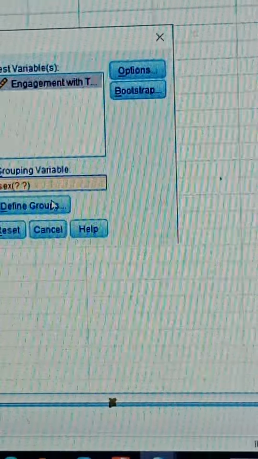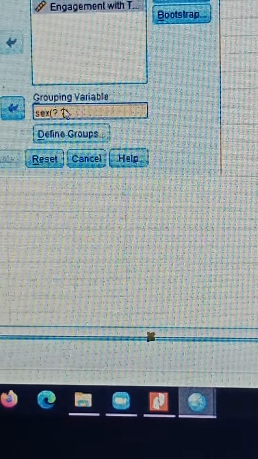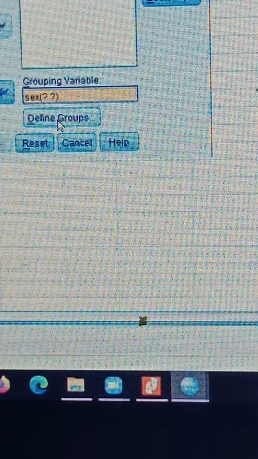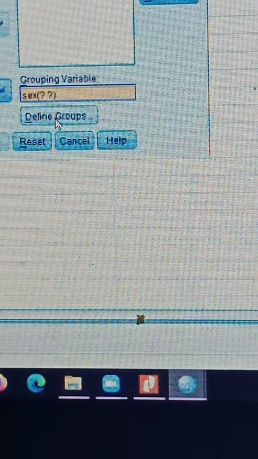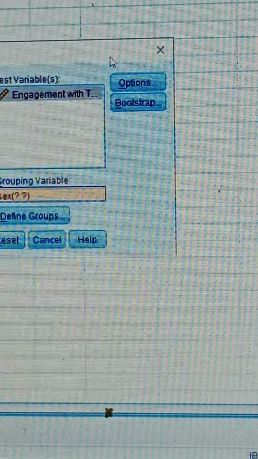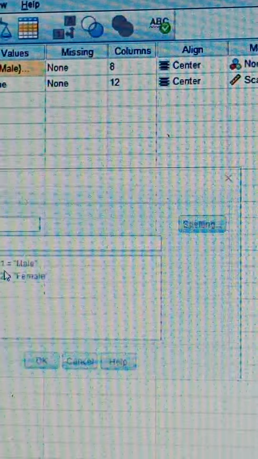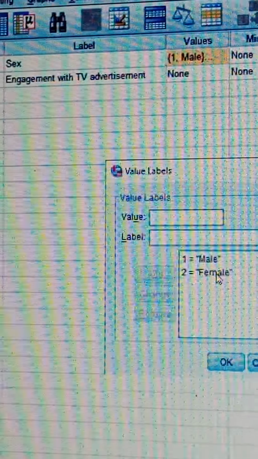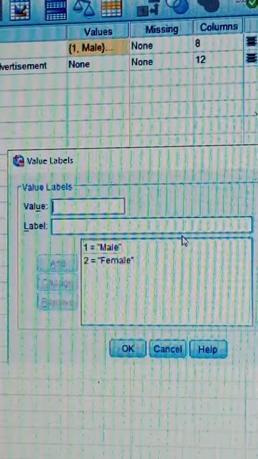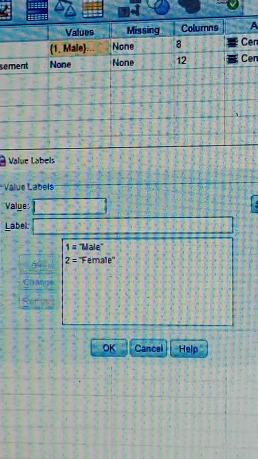Now, what is the defined groups? There are questions here. What are the codes that we assign for the male and the female? I did not show you that earlier, but it's right here, the values. It's coded that one is for the male and two is for the female. So we have to indicate that as well when we run the independent test.